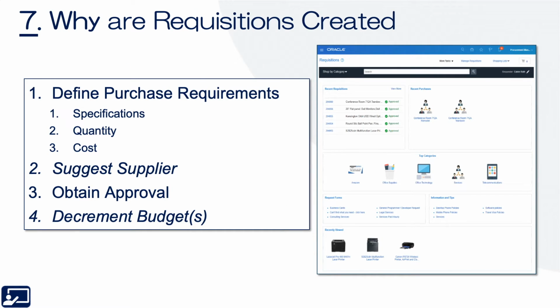Seventh topic, why are requisitions created? Well, first and foremost, they define the purchasing requirements. So you see here specifications, quantity, cost, but there are also internal values like a delivery location, or any number of values like a category that may drive accounting. Requisitions also allow the front end, or the requester, to suggest a supplier, whether chosen or not. In theory, the requester says what they want and procurement or the buyers say who, but oftentimes they will suggest and use that supplier. Then with the request, you can obtain approval. And then like we talked about much earlier, you can manage, decrement, or enforce budgets.